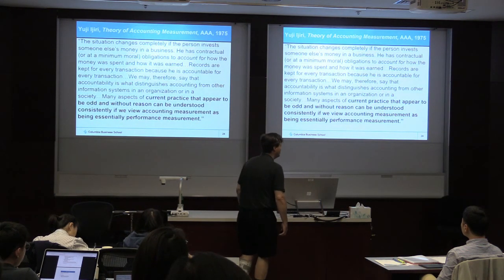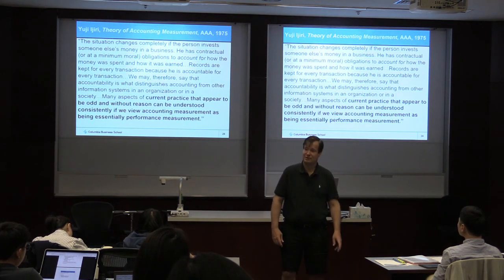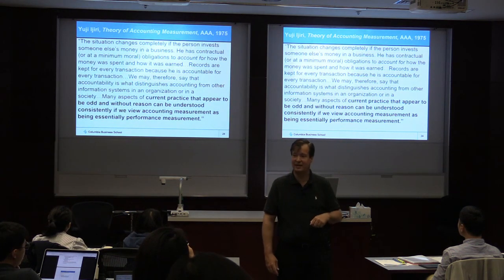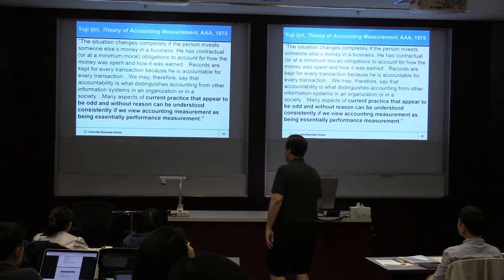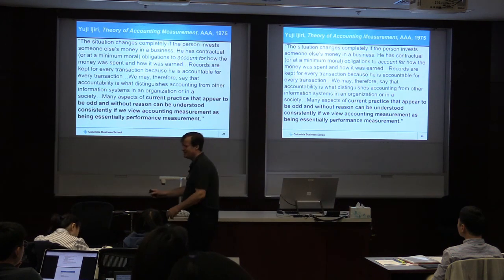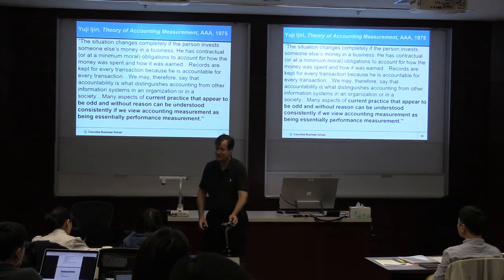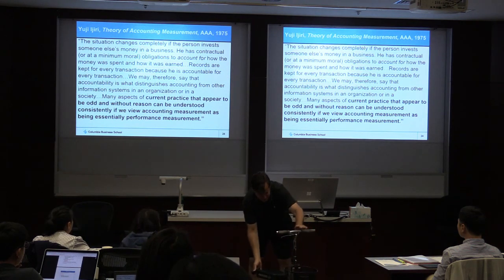Okay, so Yuji, who was probably the strongest and most persuasive advocate for historical cost and for the stewardship perspective in accounting, says, basically, it's got to be about some kind of stewardship problem, which isn't as narrow as an incentive problem. Right? His notion of stewardship, I think, is a broader notion.